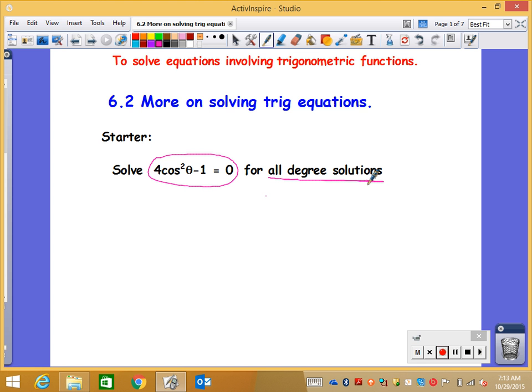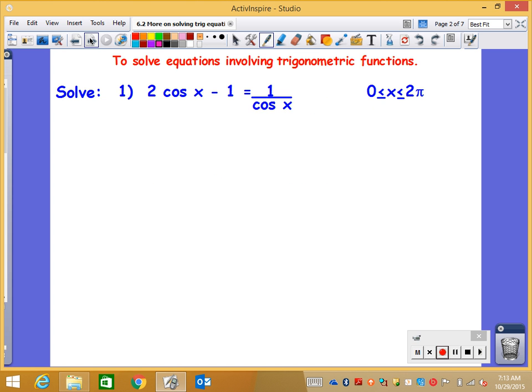So we're going to do this one in class together, but I want you guys to take a peek at it beforehand. So to start off, we're going to solve this. 2 cosine x minus 1 equals 1 over cosine. Notice right away we are in radians. My bounds are in radians, so I need to solve it in radians.